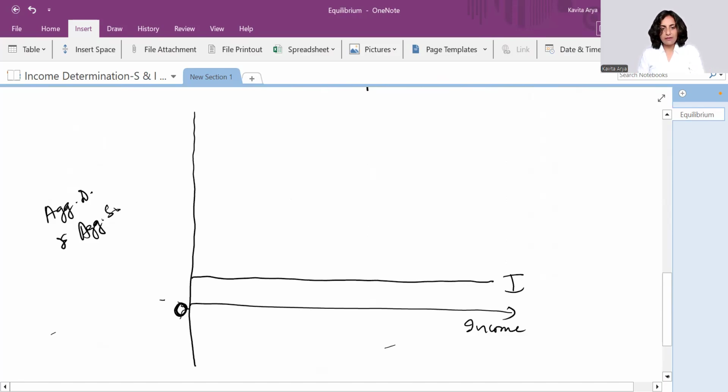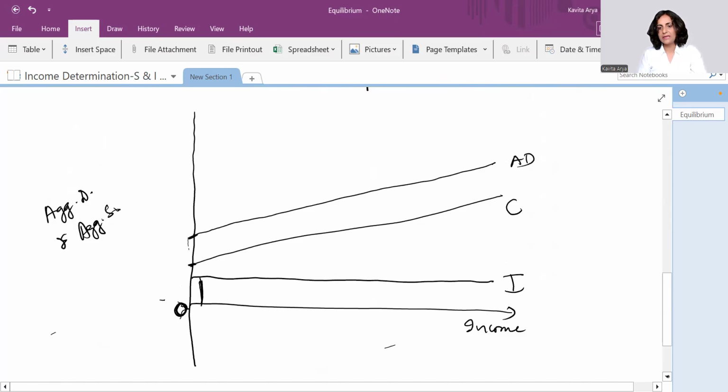C begins somewhere from the positive value of X, so I'm writing C. I know that C and I together make AD, but how much would AD be? AD is C plus I, so I'll take this level of value above C. Because C is this, and I'll have to add the constant value of I to make AD. So here we go. If we just go parallel to C, this becomes AD.